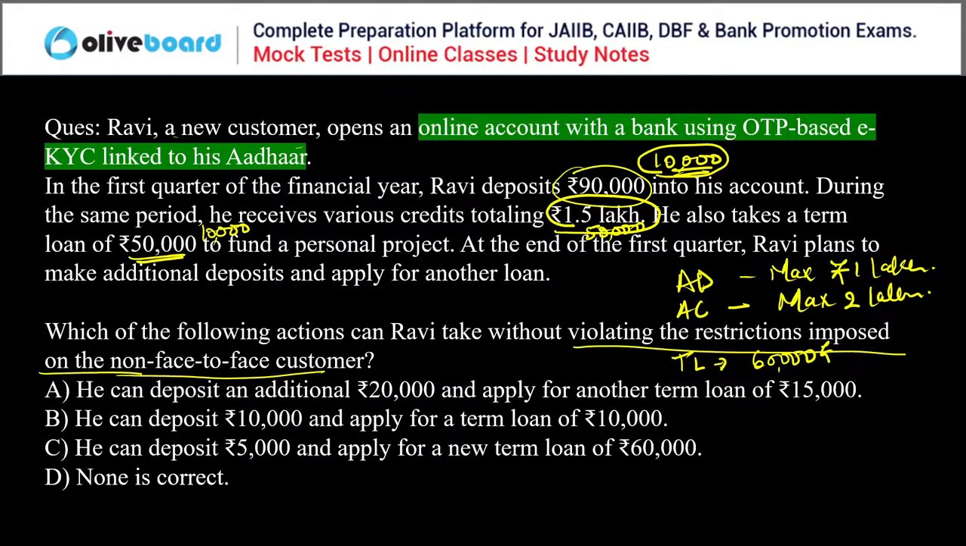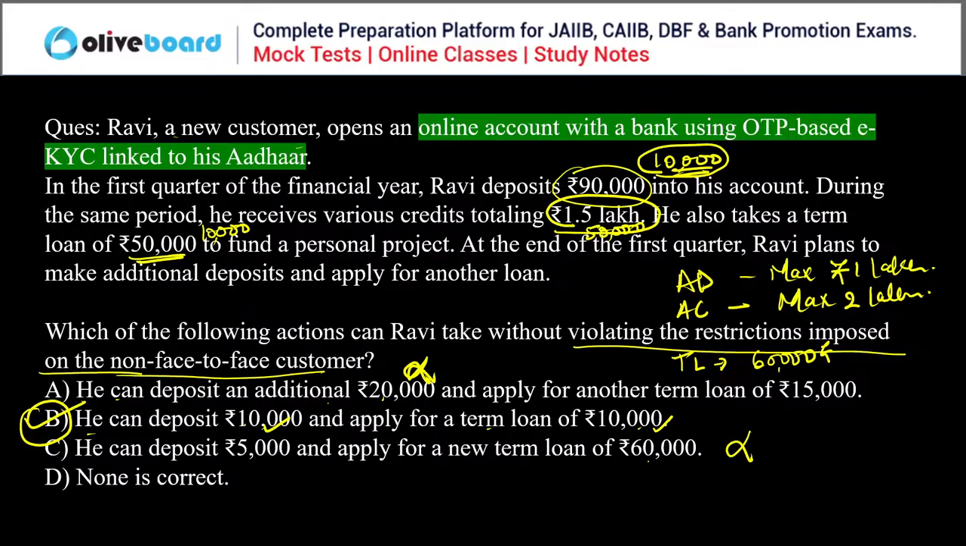Now see, can he deposit an additional 20,000? No, no, no, the first option is wrong. He can deposit 10,000, true, and apply for a term loan of rupees 10,000. This is the correct statement. He can deposit 5,000 and apply for a term loan of 60,000? More wrong. So B is the correct statement here. Very good.